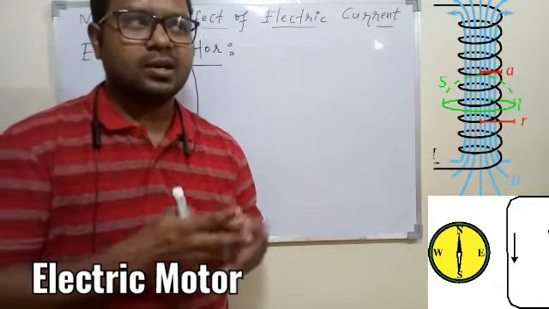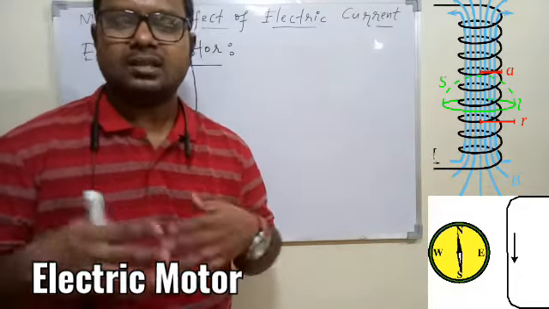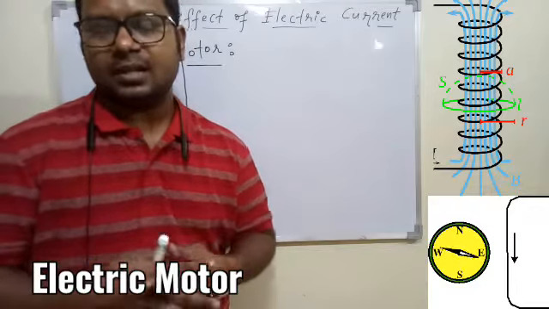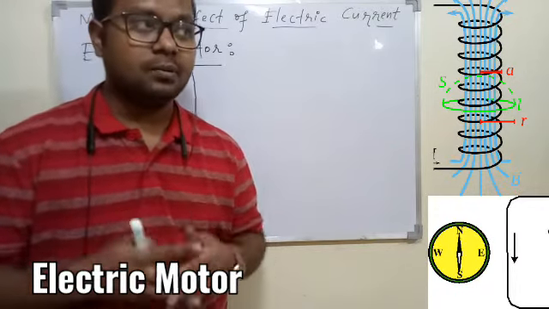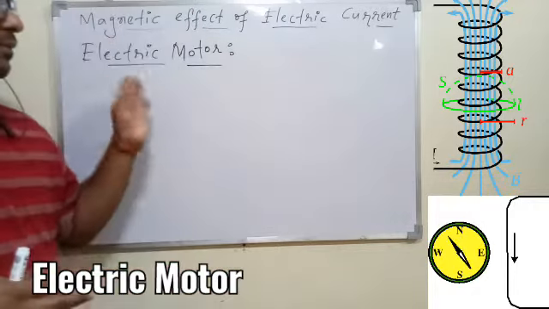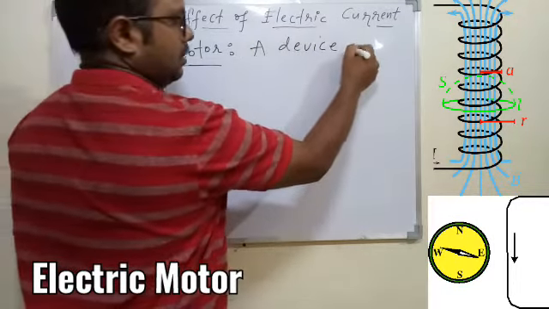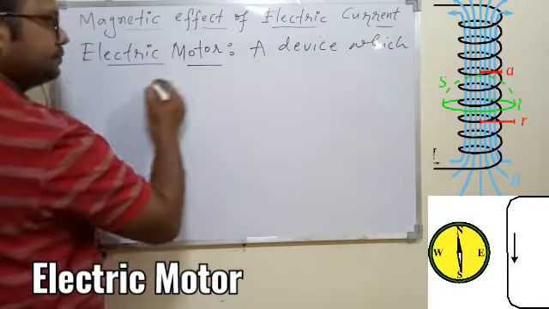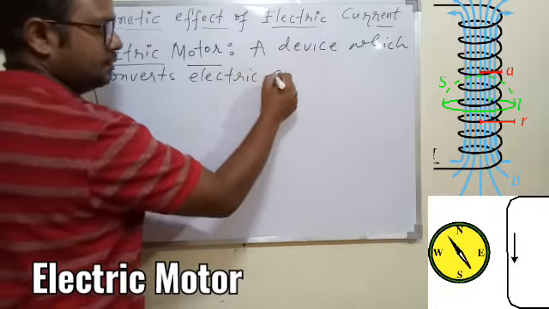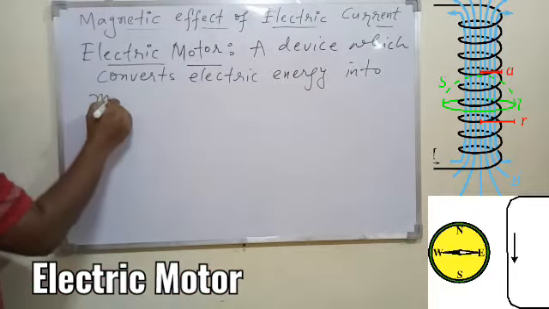So the electric motor takes electric energy from somewhere, and in return you get rotation, which means there is mechanical energy. Any part which is having motion has mechanical energy. So in brief, the electric motor converts electric energy into mechanical energy, and that is the only definition we have for the electric motor: a device which converts electric energy into mechanical energy.